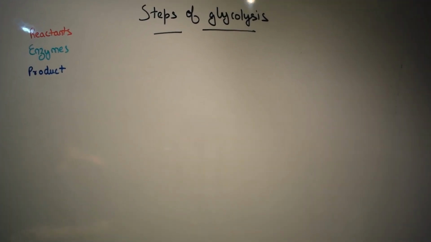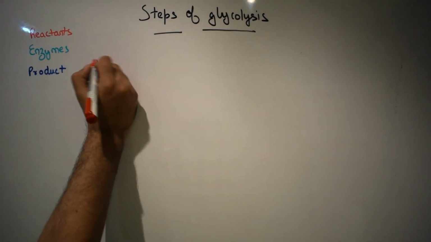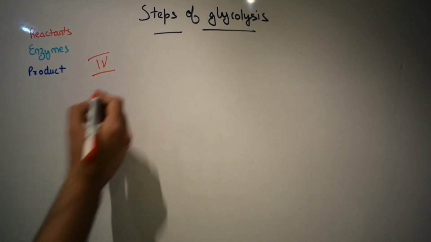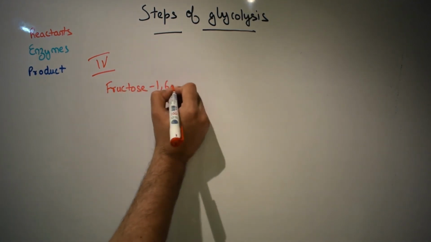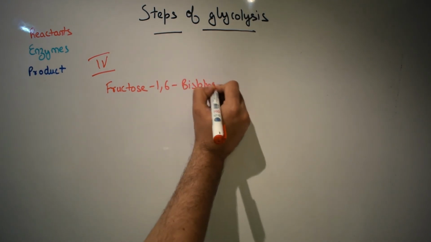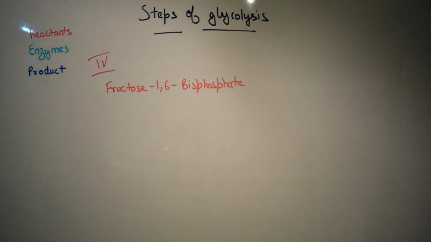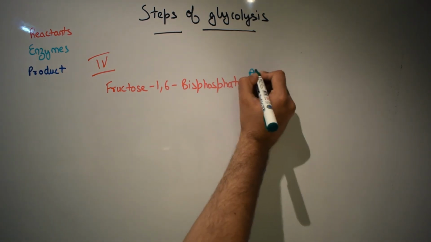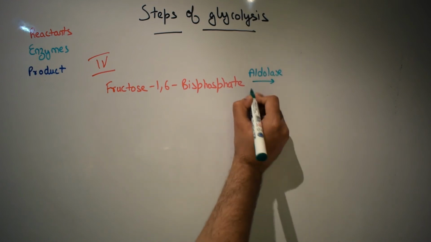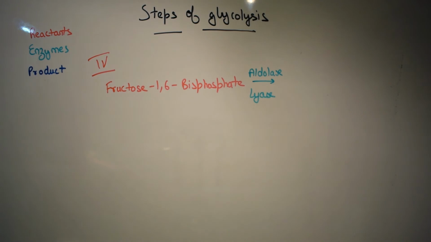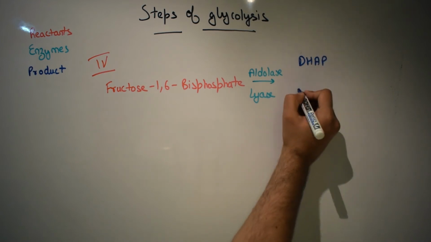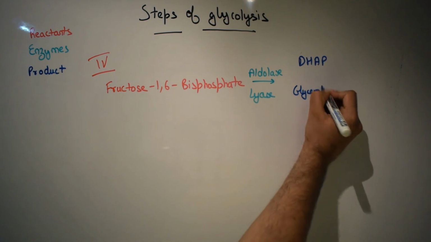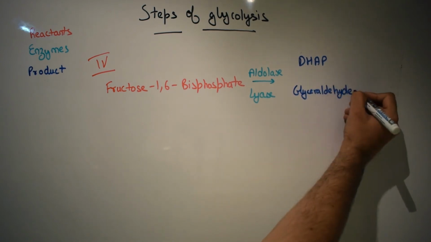Now we come to the fourth step of glycolysis. In the fourth step, it is very simple, as I have discussed in detail in the last step. Now the fructose 1,6-bisphosphate has to undergo breakdown, and the breakdown is caused by the enzyme aldolase, and aldolase is a lyase, and it forms one DHAP and one glyceraldehyde phosphate.